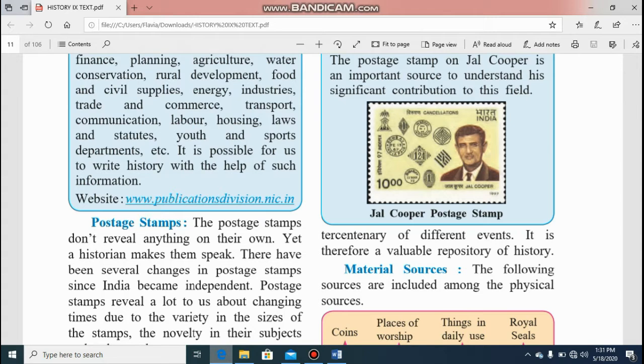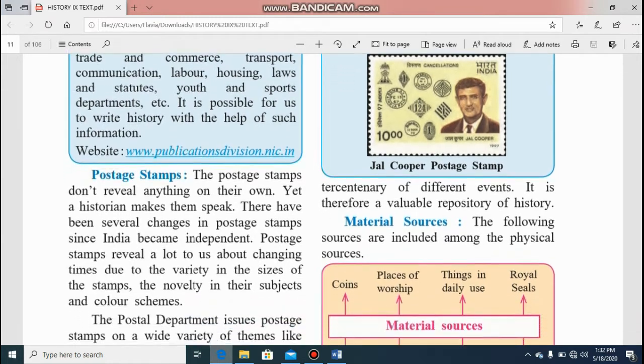He edited India's Stamp Journal and also founded the first philatelic bureau in India. Not only that, he founded the Empire of India Philatelic Society. He wrote many books on stamp collection. In fact, he gave his hobby a scientific bent. Jal Cooper played an important role in taking the study of Indian postage stamps to an international level.